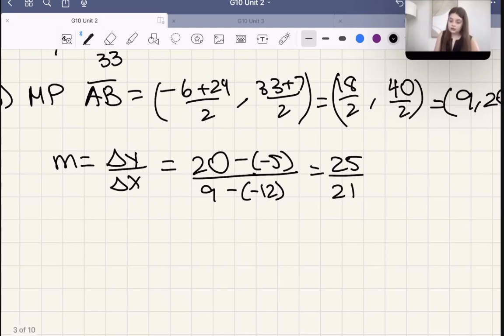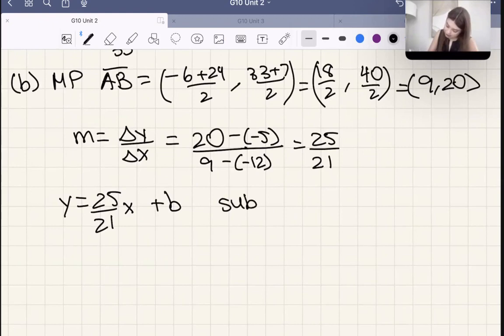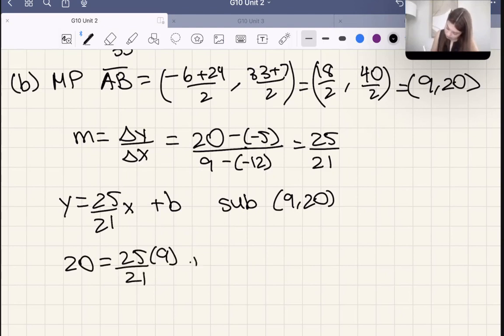And then we need to find the full equation, right? So y equals m, which is 25 over 21x plus b. And we're going to sub in one of the points we have. So either 9, 20 or point C, whatever that was. I think it was negative 12, negative 5. And so let's sub that in. Okay. And then let's see, 25 times 9 is 225.